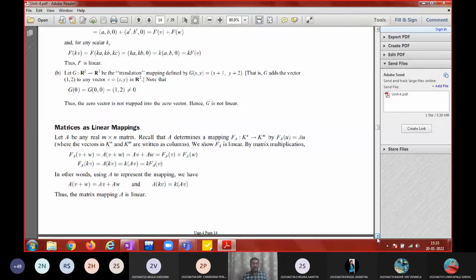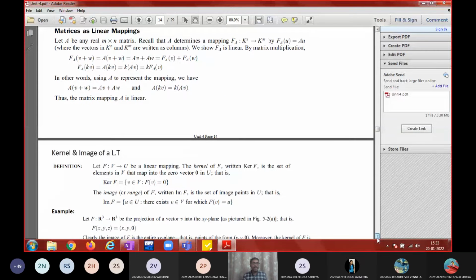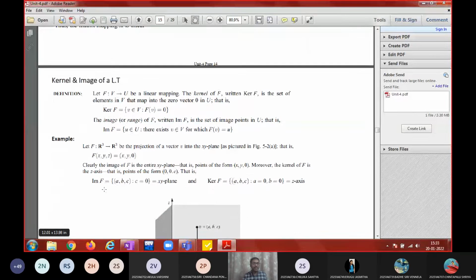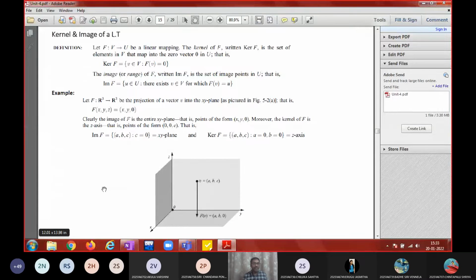Okay, and matrices can be viewed as linear maps. That's what I said. Okay, every matrix can be viewed as a vector. And after that, I have shown, and this is the projection mapping. See, (a, b, c), its projection is (a, b, 0). Okay, so that is what is shown.